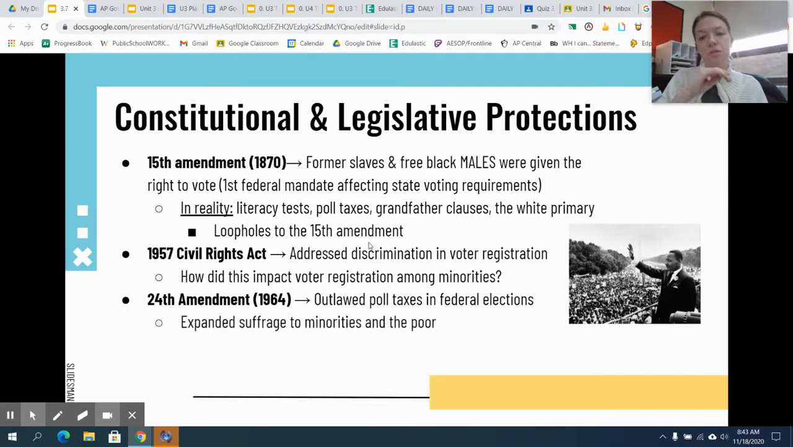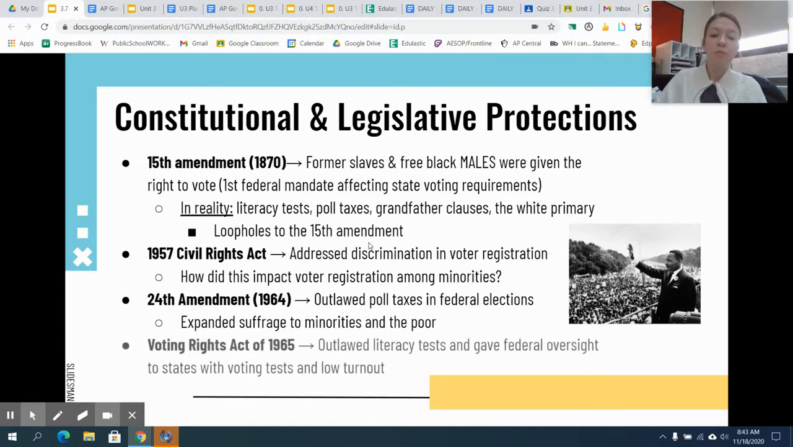And this is going to expand suffrage to minorities predominantly, but also in the long run, the poor as well, those people who might not have been minorities, but could still not pay the poll tax. Then the Voting Rights Act of 1965 is going to be the most effective bill to bring the Black populace into participating in politics. This is going to outlaw those literacy tests, give federal oversight to states with voting requirements like that, and low turnout. So it's going to allow the federal government to kind of be a watchful eye over states to see if they are actually discriminating against African Americans and prevent that from happening.